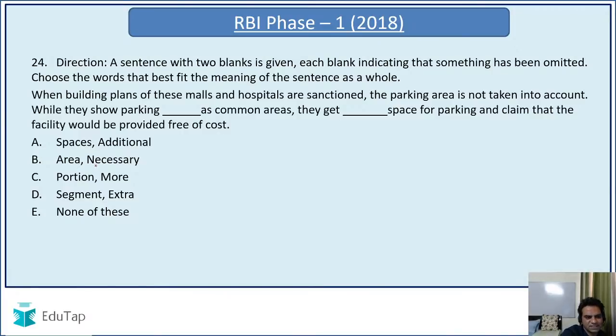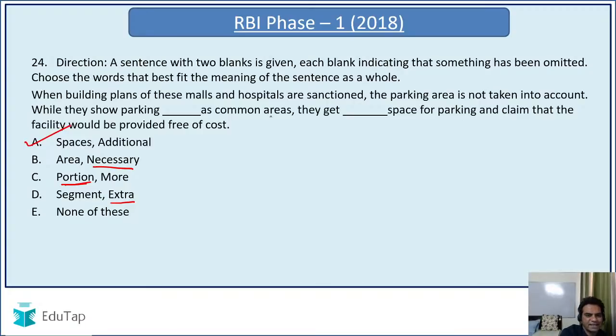That they get necessary is, I think, wrong here. They get extra space. That is not apt here. I think it could be A or C. So parking spaces as common areas, they get additional space, or parking portion as common areas, they get more space. There's no parking portion. Portion is something you cut out from the whole. So I think the correct option here is option number A, guys.